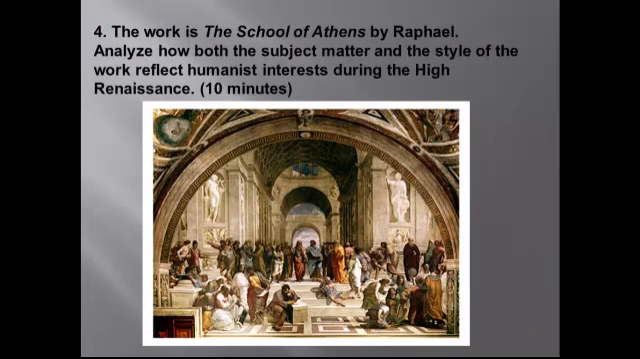The work is The School of Athens by Raphael. By the way, you might very well be asked to identify this work. Analyze how both the subject matter and the style of the work reflect humanist interests during the High Renaissance. Be careful with this term style. They're looking for what is called formal aspects of a work: line, color, composition. What techniques does the artist use to convey meaning, to attract attention? You know a lot about this. Study a work when you get an essay and say as much as you can.